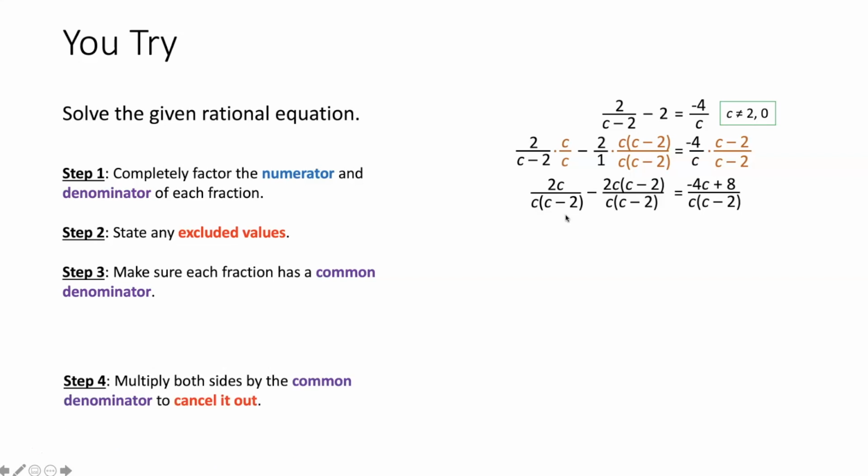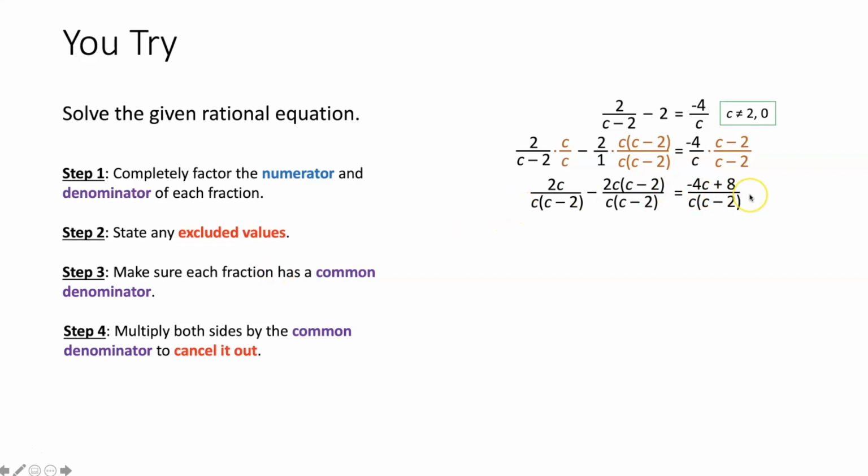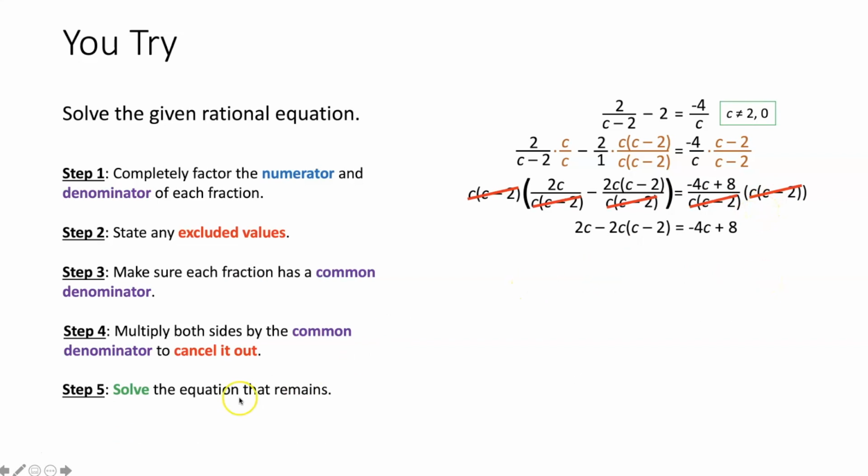So we can move on to step 4, where we multiply both sides of the equation by that common denominator to cancel it out. Here, we distribute c times the quantity c minus 2 to each of these fractions. And when we do, it cancels out both denominators. Over here, when you multiply this by this fraction, the denominator also cancels out, just leaving us with this basic equation that we can now solve for c in step 5.